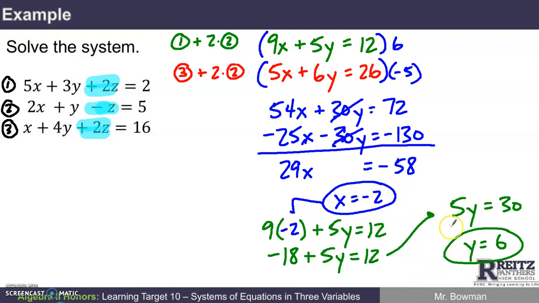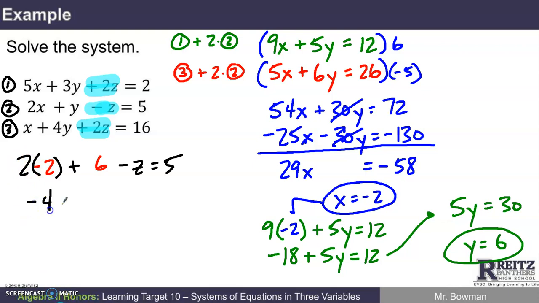And now that I know x and y, I can go back into one of these original equations and find z. I think I'm going to pick that second one, but you could use any of the three. So 2 times x plus y minus z equals 5. But I know that x is -2. I know that y is 6. So let's use those values.